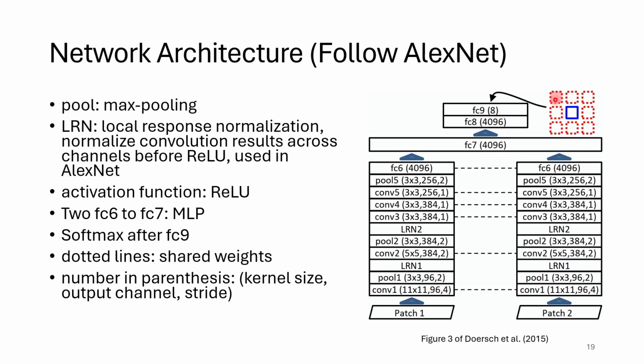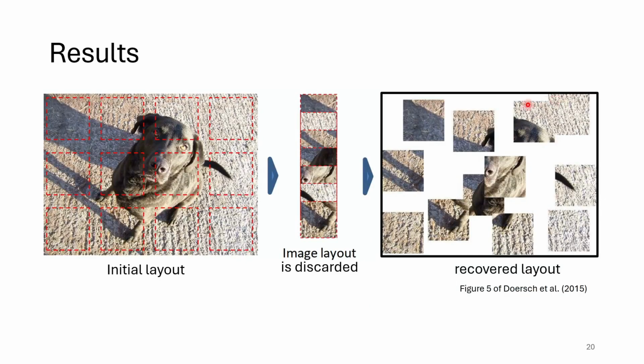Okay, once the network was trained, what can they do? Given an image like this one, they can crop certain patches from it. And here, there are, say, 12 patches. Use their method. They can reconstruct certain images like this one. They can recover the layout.